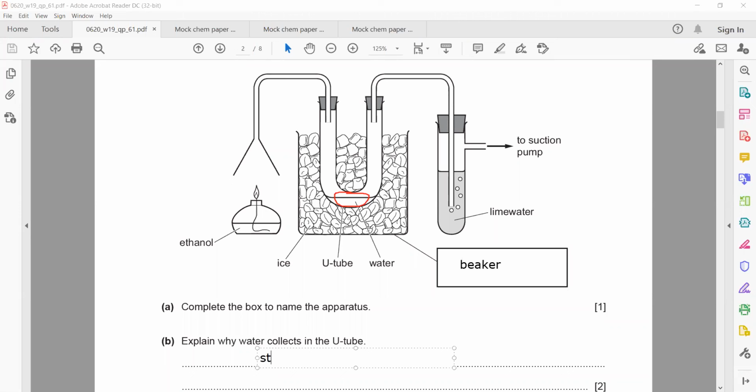You can mention steam or you can mention water vapor, that will give you 1 mark, and condenses or cools down, that will give you the second mark.